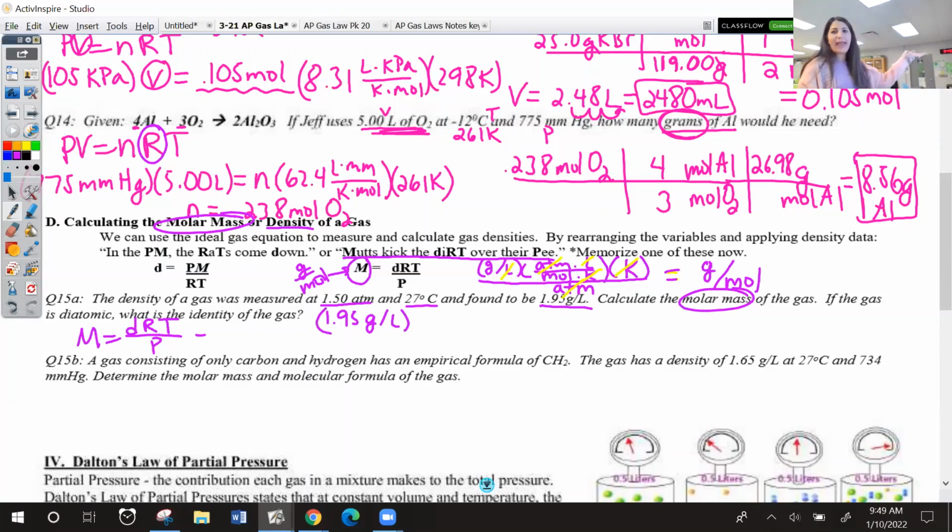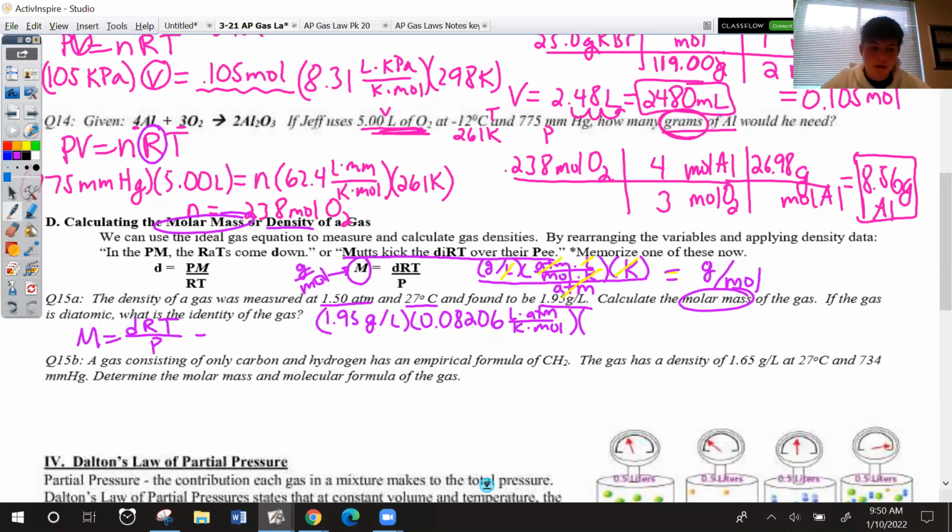Well, I can see that we're in atmospheres. So let's use the 0.0821, or 0.08206 is what's on the equation sheet, liters times atmospheres per Kelvin mole. Okay, and then our temperature, is it 27 degrees Celsius?